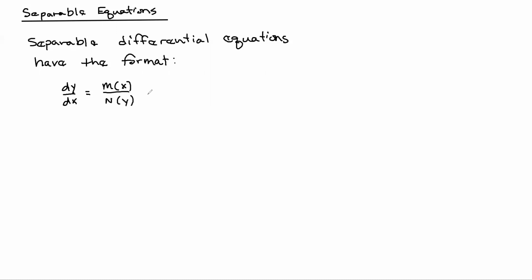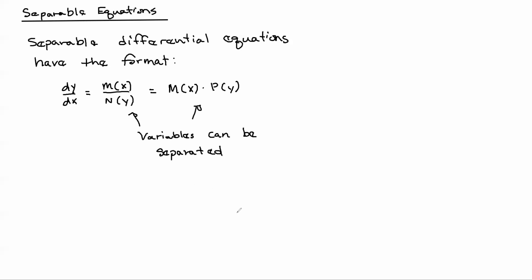This could also be rewritten as m(x) times p(y), where p(y) is 1 over n(y). The key is that the variables can be separated, whether it's division or multiplication. So it's in the name: separable equations, separable variables.